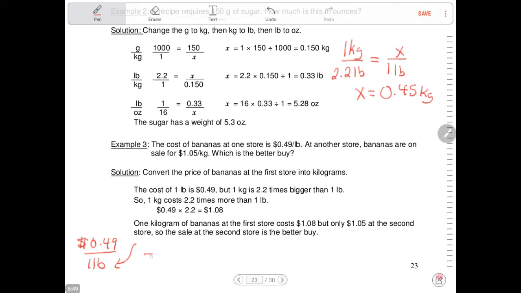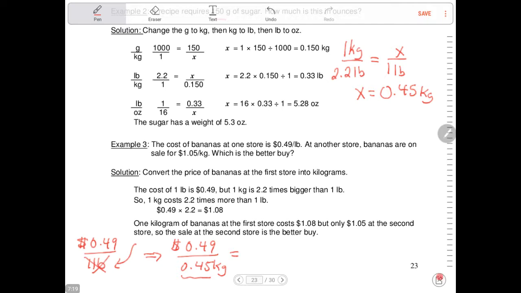Now, what did I just do? We now know that it's 49 cents for about 0.45 kilograms. Great. I've simply taken the pounds, got rid of them, and put it into kilograms. Now remember, we want unit price. Unit price is the cost for 1. Right now I have 0.45 kilo. I don't want that. I want to know the price for 1 kilogram.